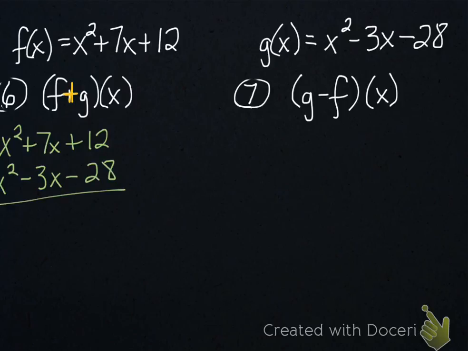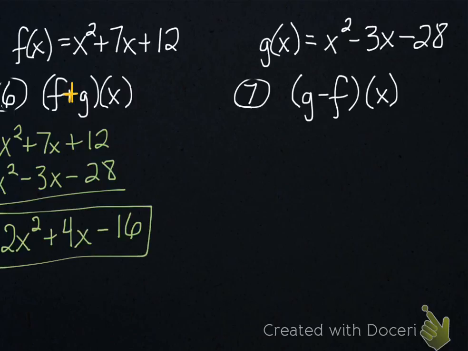Because they're being added, yes, we can write them one under another if we really want to. So x squared plus x squared gives us 2x squared. 7x minus 3x gives me plus 4x. And positive 12 minus 28, that gives me a negative 16.